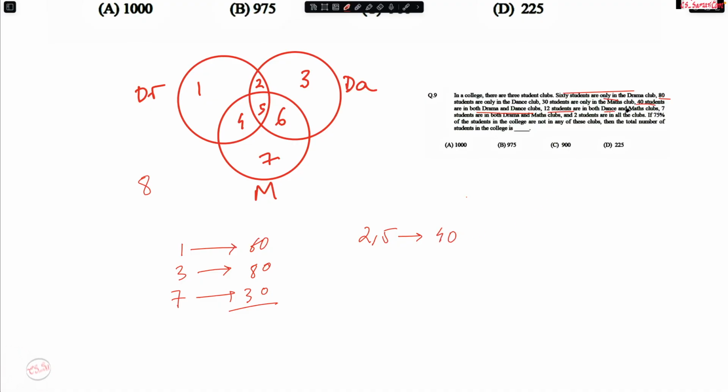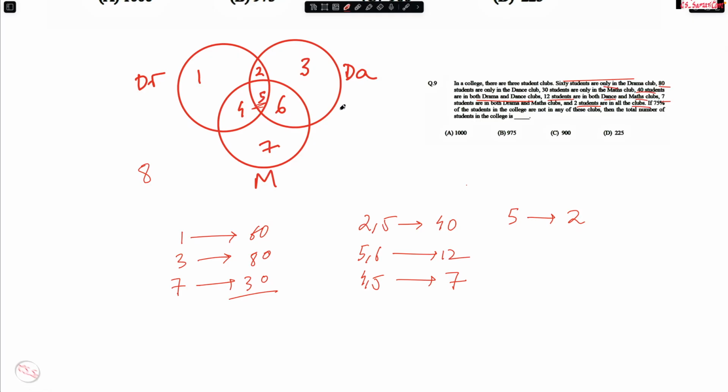12 students are in the overlap of dance and math. Dance and math is 5 and 6, which is holding a total of 12 students. Likewise, 7 students are in both drama and math. Drama and math is 4 and 5, holding a total of 7 students. And they're telling us that 2 students are in all clubs together. A student present in all 3 clubs is represented by 5, and that is given to be 2 students. Very good. So this is all the information regarding the clubs.